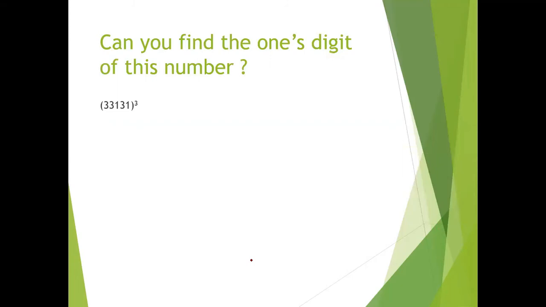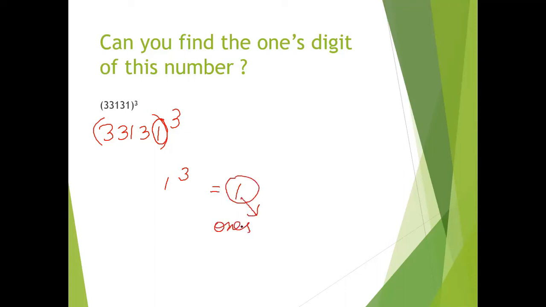Okay. Now, can you find the ones digit of this number? When we cube 1331, can you find the unit place digit, just by looking at it? You can do this. Just take the unit place digit of this number and cube it. We cube 1, we get 1. So this is the ones place digit.